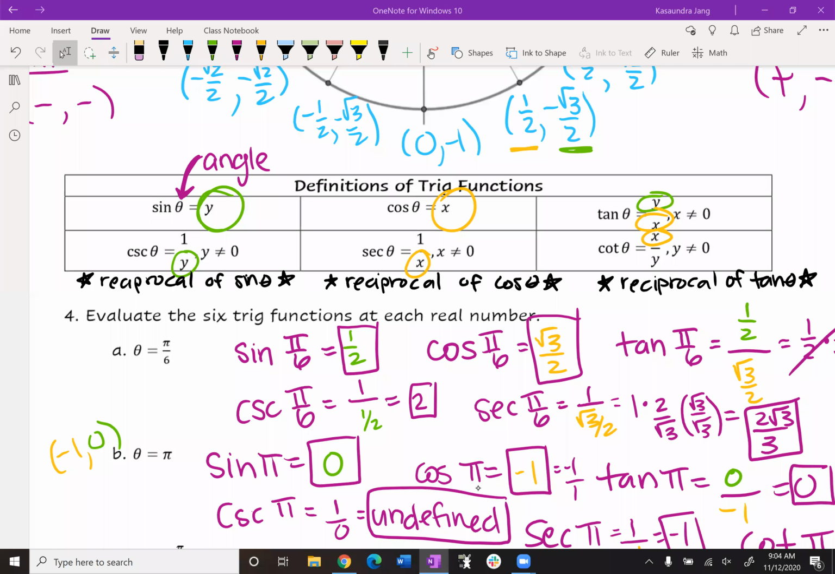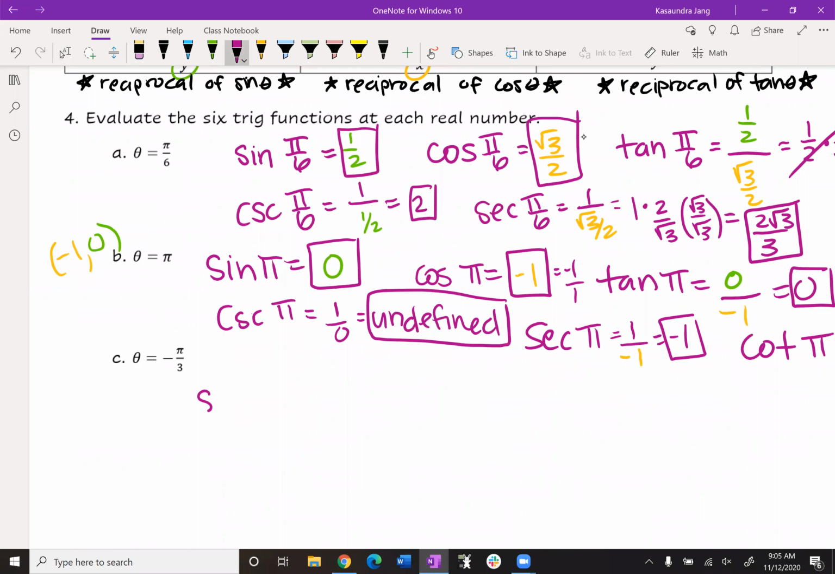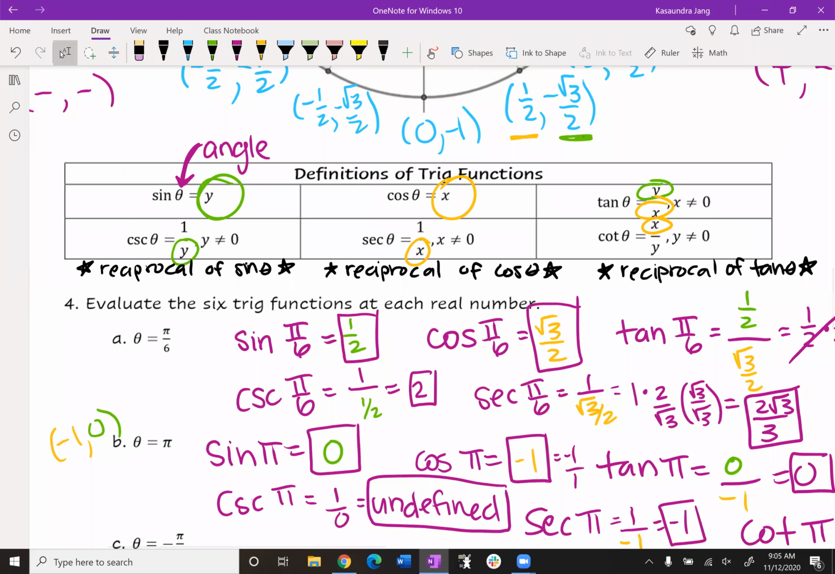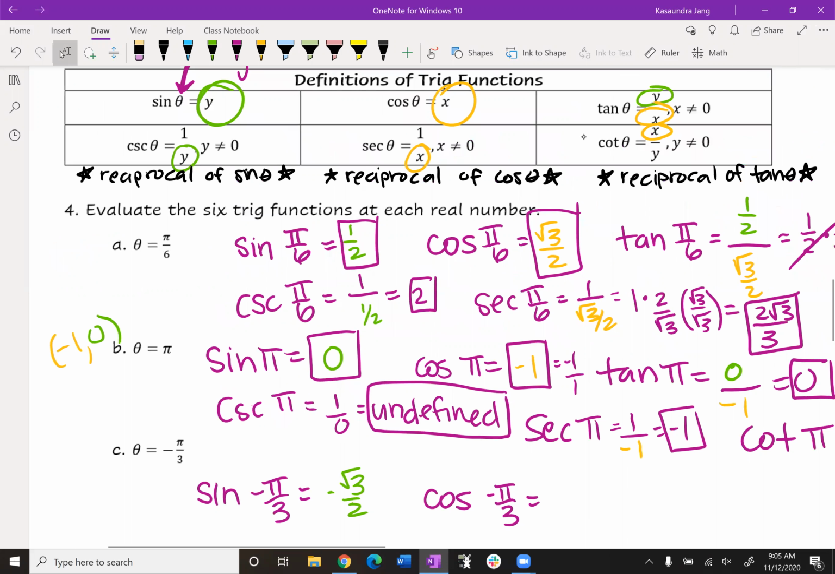All right, so my y value in this particular point is negative root 3 over 2. So my sine is the y value. Sine of negative pi thirds. I always have to have sine of an angle. And it was the y value, negative root 3 over 2. All right, and then cosine of my angle negative pi thirds is the x value, which was the positive 1/2. So my cosine is positive 1/2.